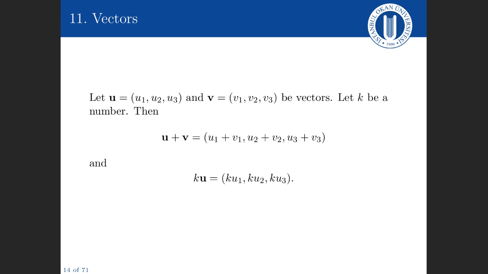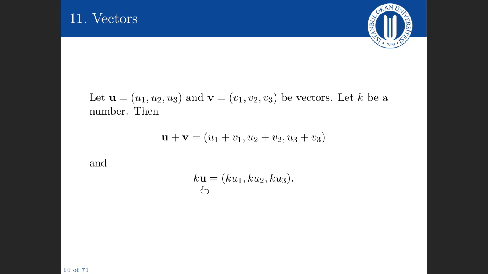Now, let's suppose we have two vectors in three-dimensional space, u and v, and let k be a number. Then we can calculate u plus v. All we're doing is adding together the components. The first components, u1 and v1, we add together. In the second position, we do u2 plus v2. And in the third position, we do u3 plus v3.